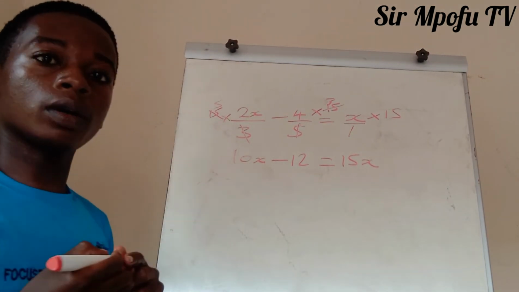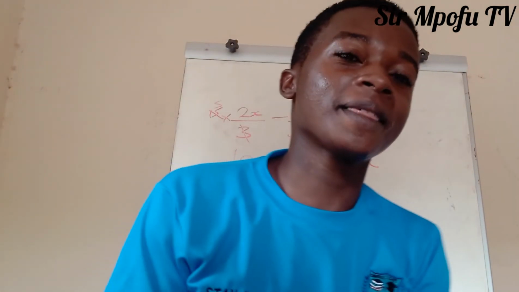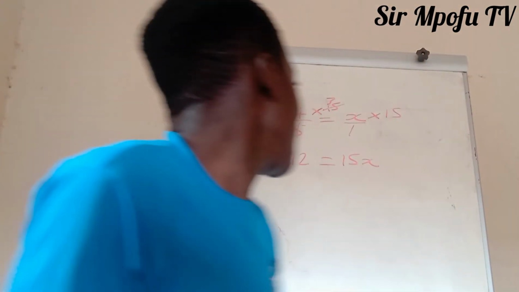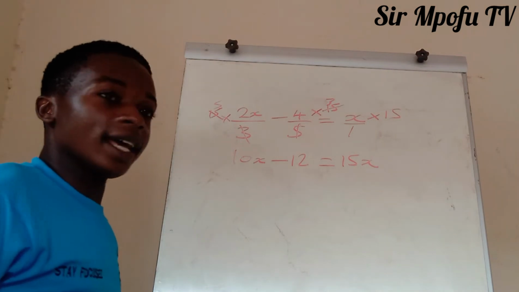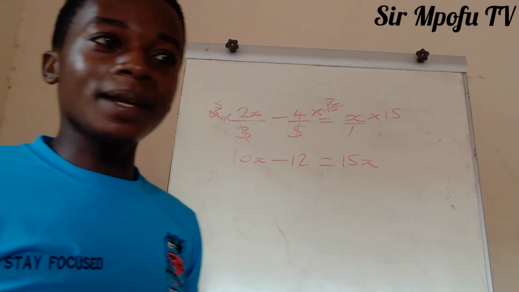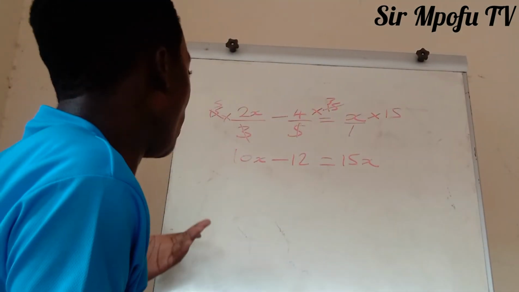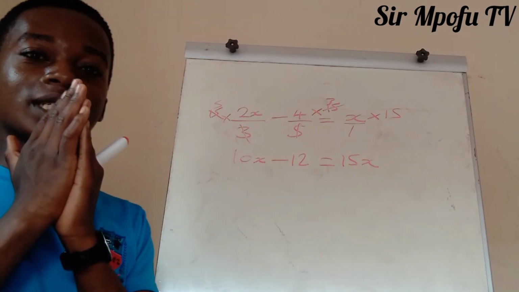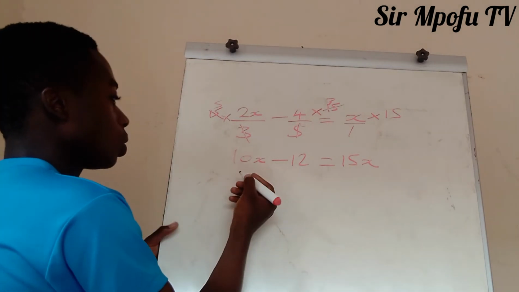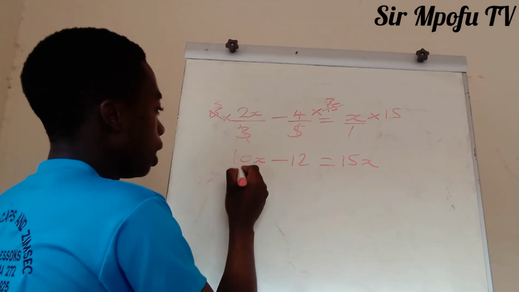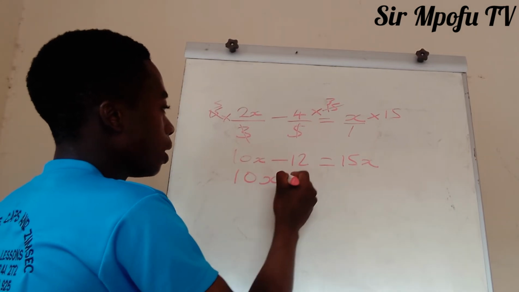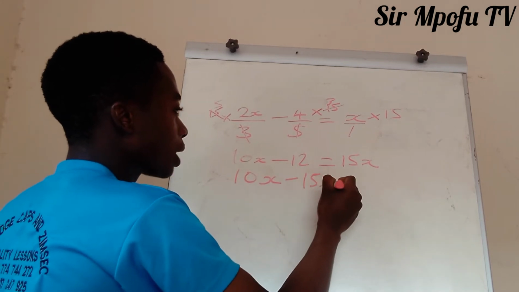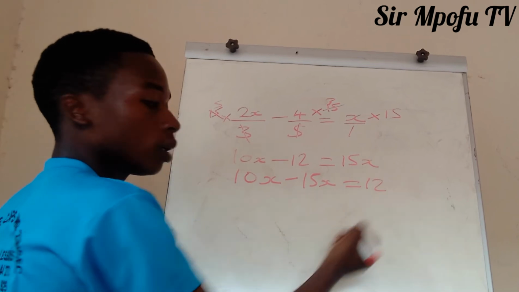What is the next step now? What should we do next? We collect like terms, then after collecting like terms, change sign. Okay, yes, we'll be collecting like terms and changing sign. So in simple terms, we collect like terms and simplify. So you can say now 10x minus 15x equals 12.